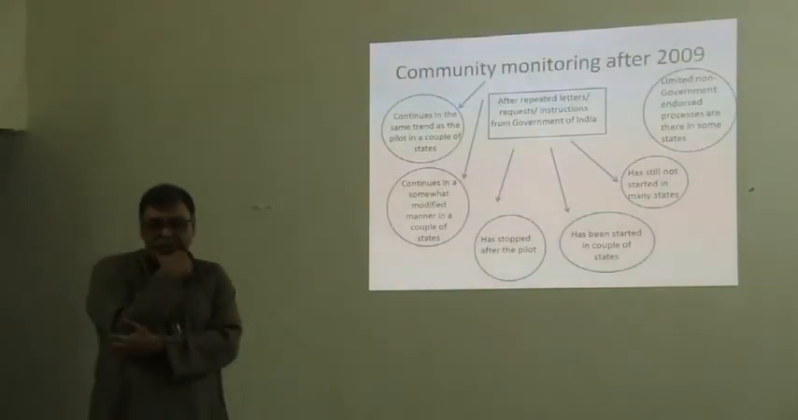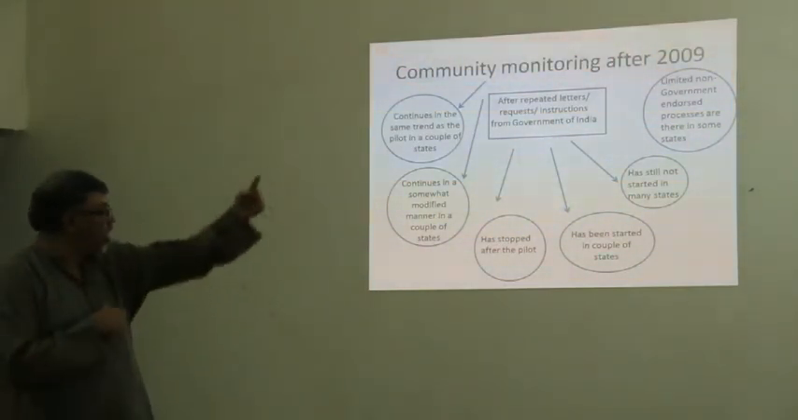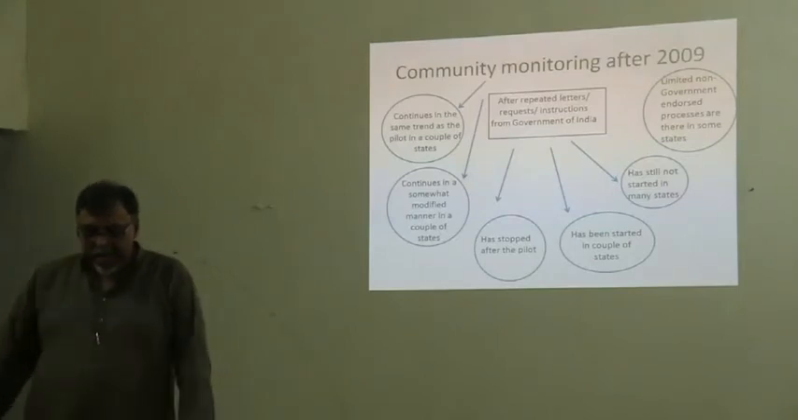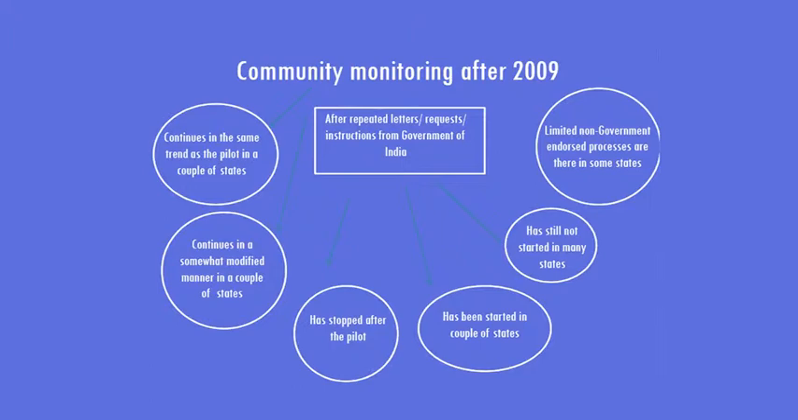Now let me come to the issue of community monitoring in India and what happened after 2009. If you see this large range that I have made here, it shows what the state is today. In 2009, the Government of India experiment ended. NRHM started with community monitoring being one part of its implementation framework. The central government provided some funds. That experiment ended in March 2009. After that, we see a whole range of state experiences, despite the fact that the national government has been writing letters to all the states.